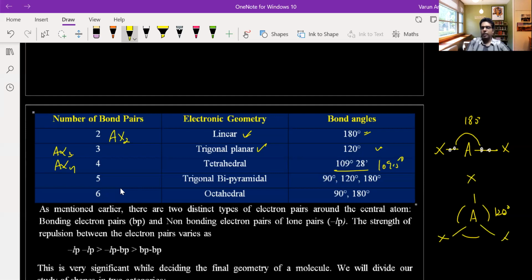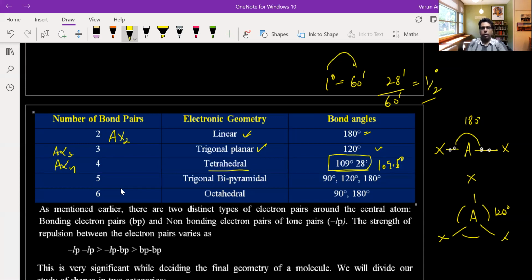So 1 degree is 60 minutes. So 28 minutes will be 28 by 60, that is approximately half degree. So 109.5 degree, that is the bond angle. Exactly, if you want, that is 109 degree 28 minutes. So 1 degree is divided into 60 minutes. So this is how the angle is divided.